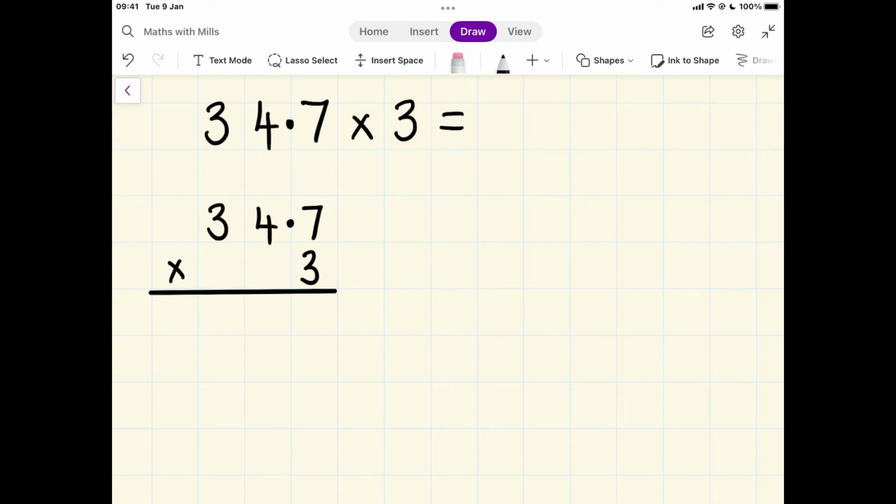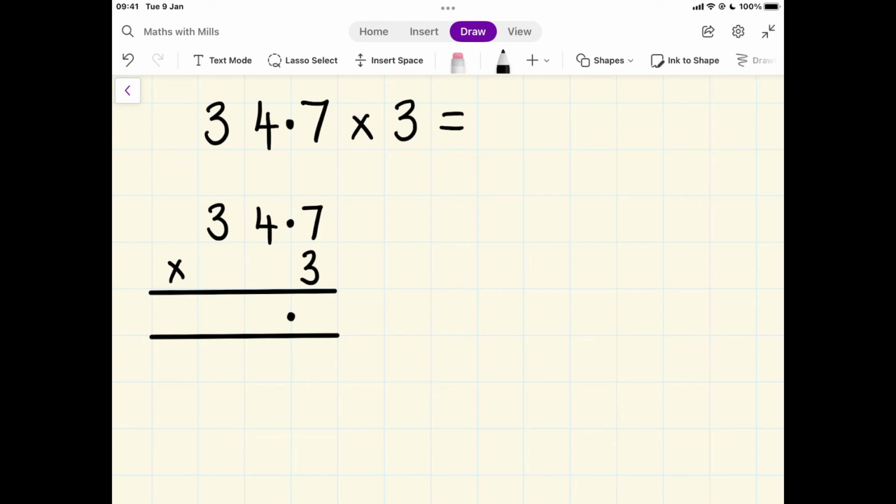And my second line. Okay, now with this calculation, because it's got a decimal point, it's really important to remember that your answer will also have a decimal point, and the decimal point stays in line. So we've got the decimal point here, and I'm going to copy it and put it in ready for my answer. It's lined up. Okay, here we go.